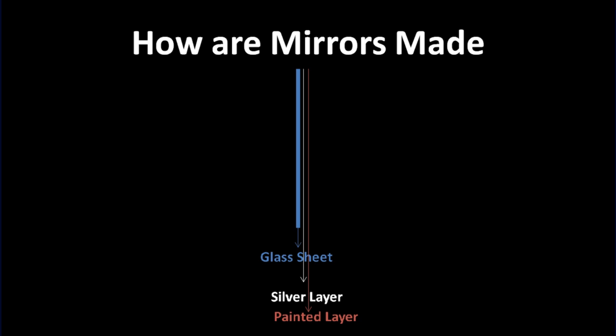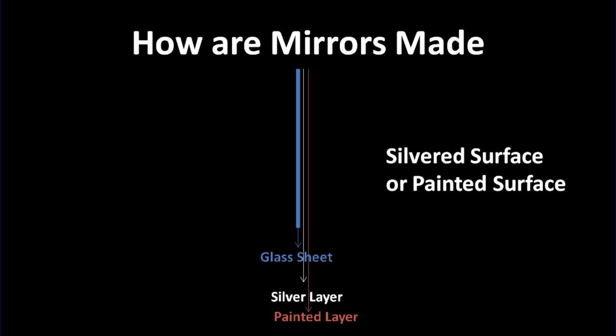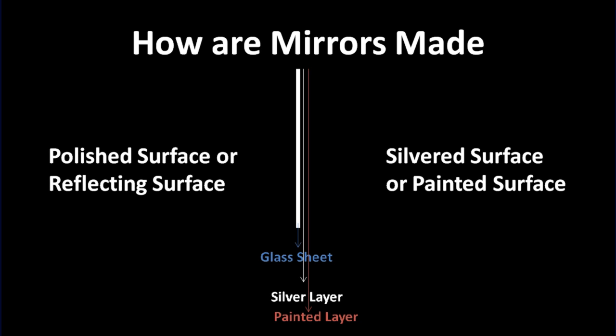So one side of the glass sheet is now the silvered surface or the painted surface. The glass sheet on the other side is now polished. By polishing, it becomes extremely smooth and we are ensuring a regular reflection. So now we have on the other side the polished surface or the reflecting surface.